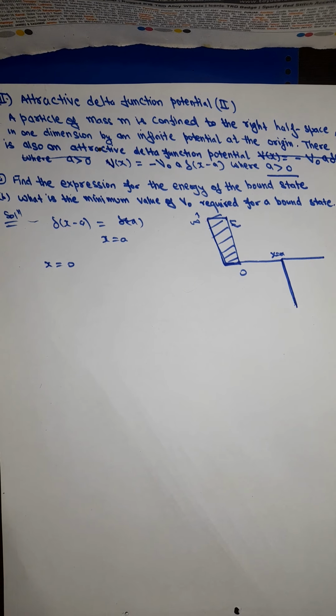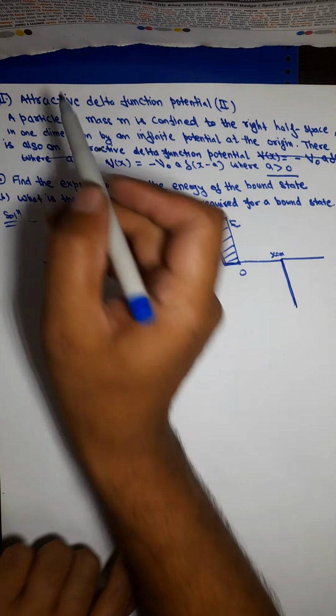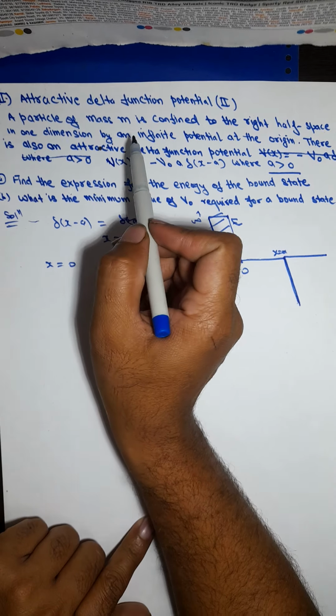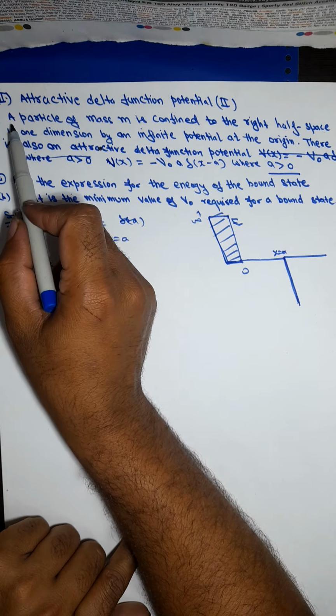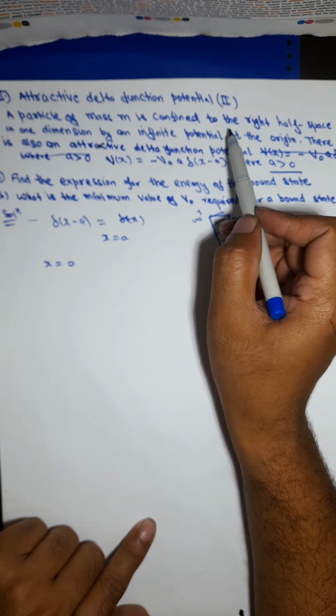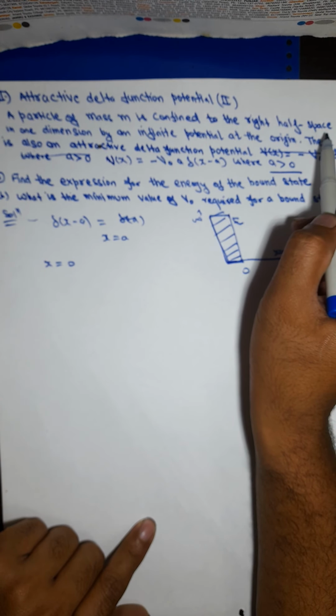Good morning, guys. Here we try to solve the second problem on delta functions. The first one I already solved, the attractive delta potential function. Second one, okay. And the problem is: a particle of mass m is confined to the right half space.